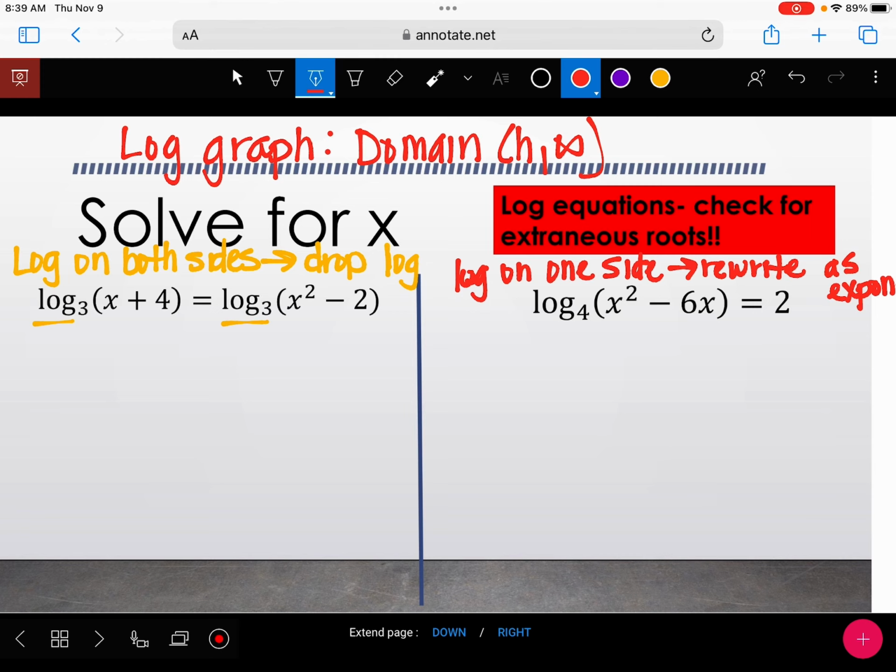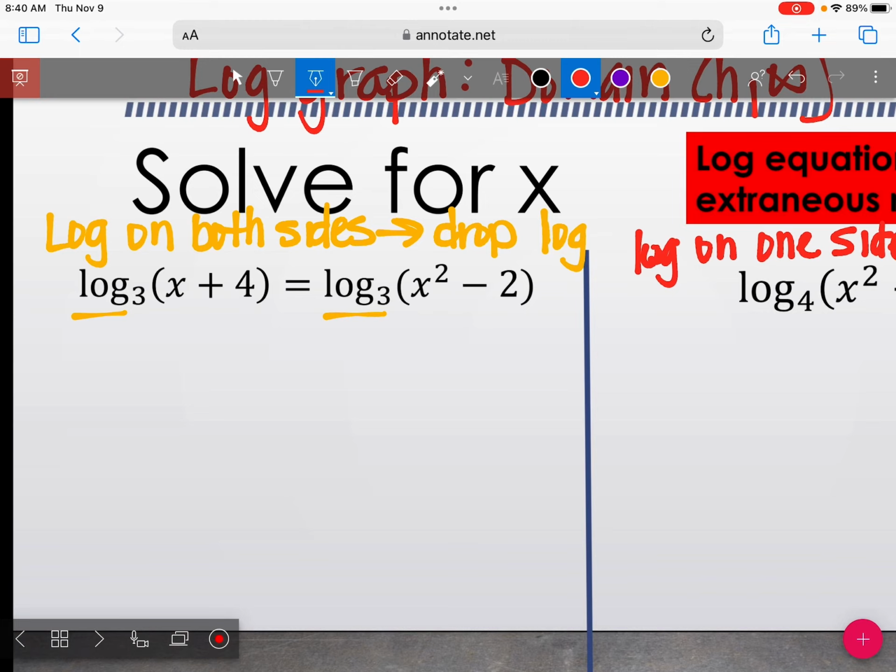Okay? Go ahead and pick up your calculator and type in log of 0. It should say domain error because you cannot take the log of 0. Also, if you type in log of -1, you're going to get a domain error. That's why we have to check for extraneous roots, okay? So let's go ahead and solve for these two, and then we'll talk about that a little bit more.